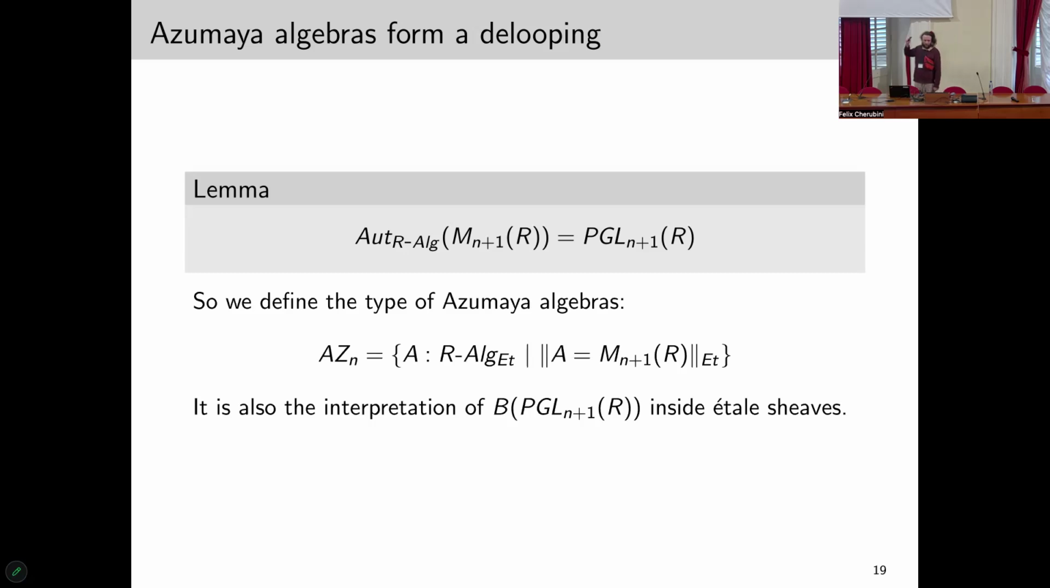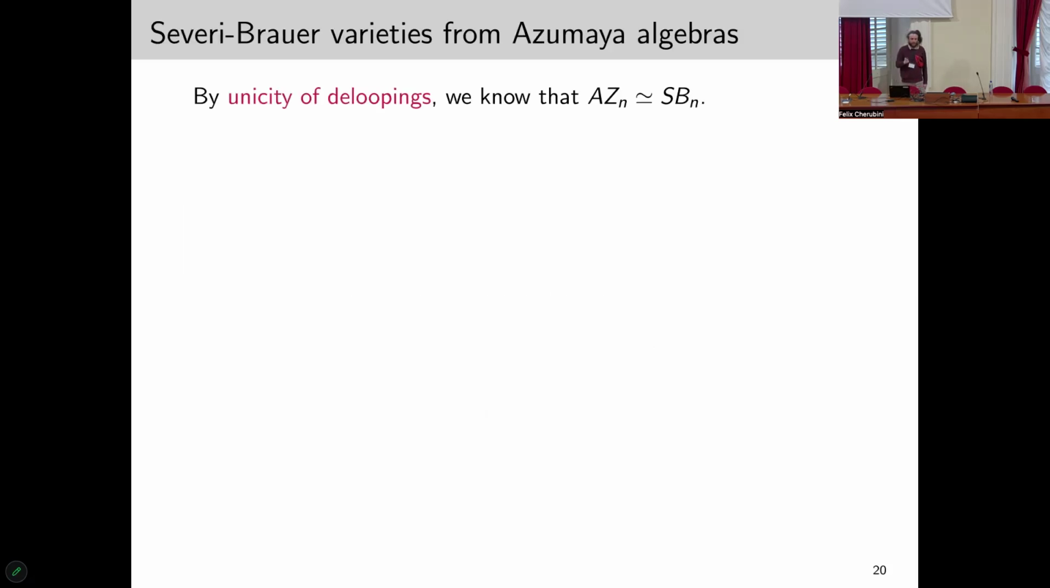So we define a type of R algebras that are étale sheaves that are, up to étale sheafification, merely equal to Mn plus 1 of R. Those are called Azumaya algebras in the literature. And so by exactly the same reasoning, this is also an interpretation of the delooping of PGLN plus 1 of R. So here, by unicity of the deloopings, we already know that the type of Azumaya algebras and Severi-Brauer varieties of dimension n are equivalent. To conclude, we need a little bit better.